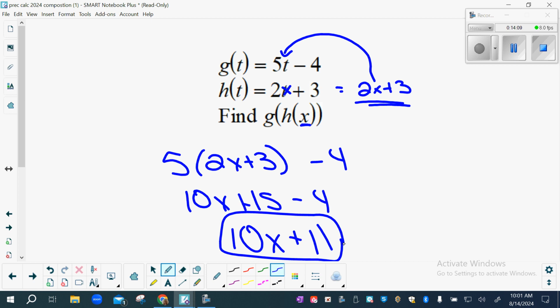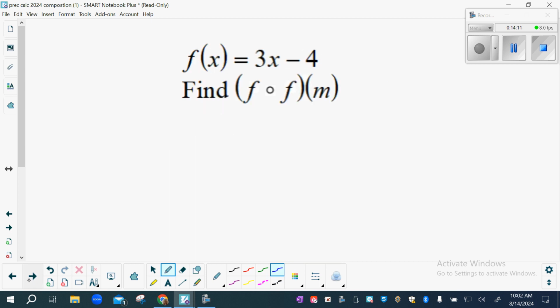Okay, let's see how bad. Oh, the next one I love. I love the next one. And then we're going to do a really hard one, and then we'll do this one.